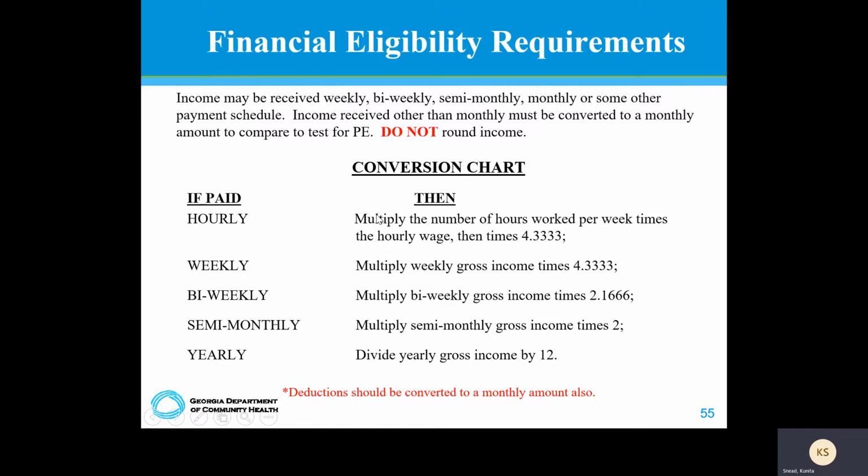So if someone is paid hourly, let's say someone is paid $17.50 an hour, and they work 30 hours a week, and they're paid every week. So $17.50 times 30, that's $525. So every time they get paid every week, they're paid $525. If they're paid weekly, you just take that $525 and multiply by 4.3333.